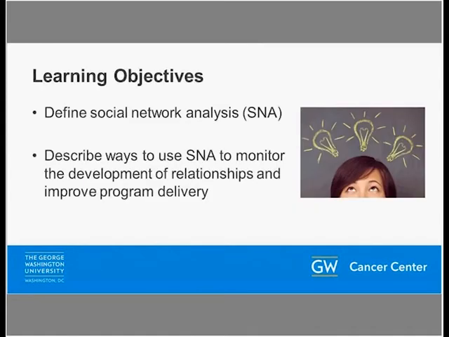Thank you, Mohammed and GW Cancer Center, for having me today to present on using social network analysis to measure coalition collaboration. And I will be using the Community Roundtables as a case study. By the end of the presentation, you will be able to define social network analysis and describe ways to use social network analysis to monitor the development of relationships and improve program delivery.